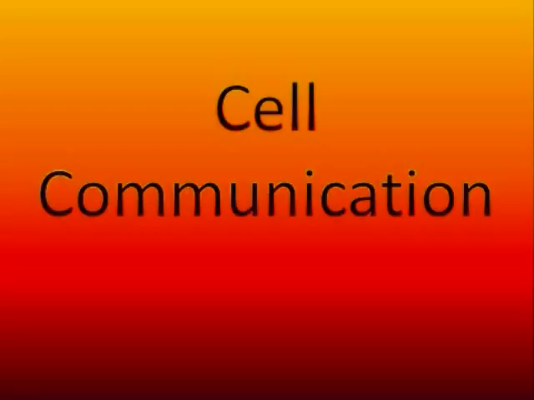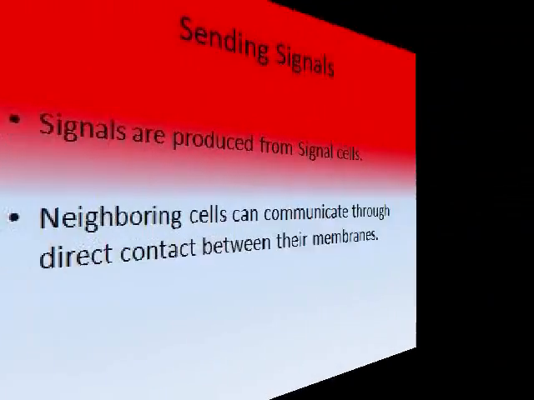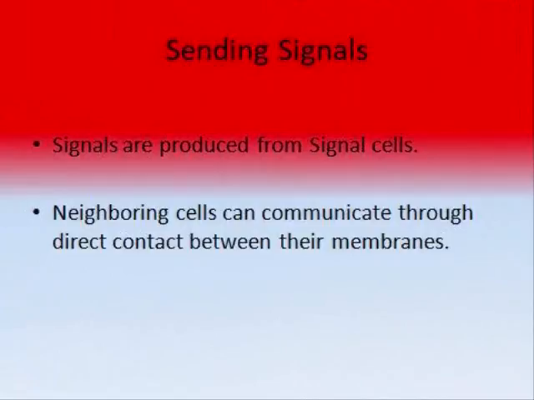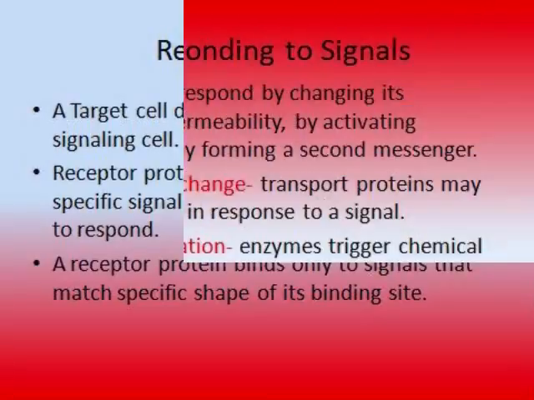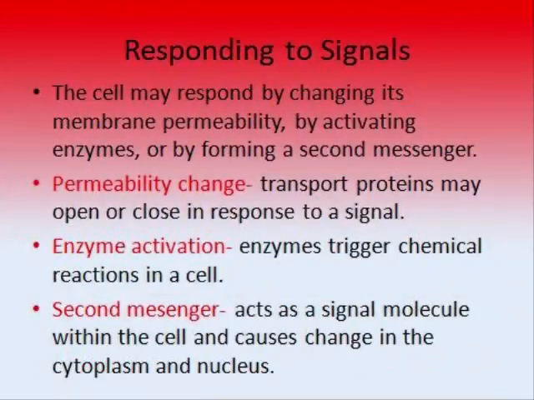Cell communication. Sending signals. Signals are produced by signaling cells. Neighboring cells can communicate through direct contact between their membranes. Receiving signals. A target cell detects the molecule from the signaling cell. Receptor proteins bind specific signal molecules, which causes a cell to respond.